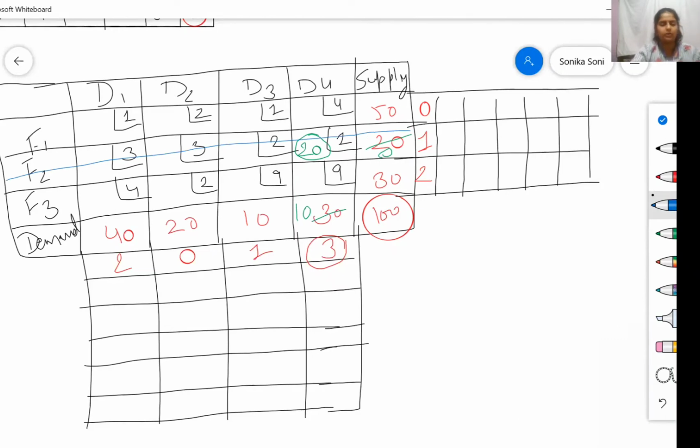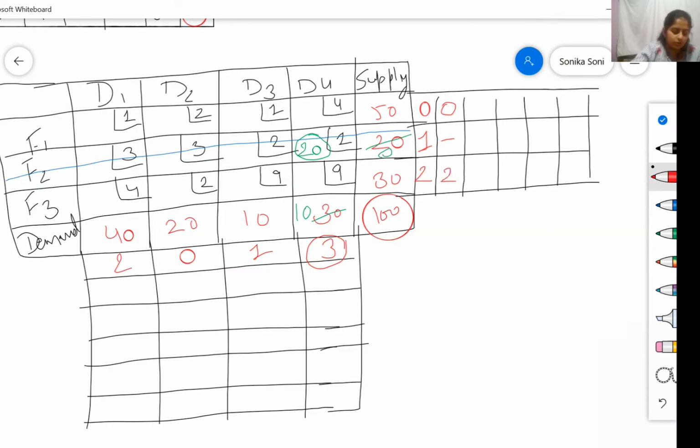Now again for the second allocation we have to find out the penalties. When finding the penalties we will ignore the F2 row. For the second penalty, the row and column penalties will be the difference between the two lowest costs again. In the F1 row, we have 1 and 1 as the lowest costs, so it becomes 0. For F2 we don't have anything, so it becomes nil. Then in F3 we have 4 and 2 as the lowest costs, so it becomes 2.